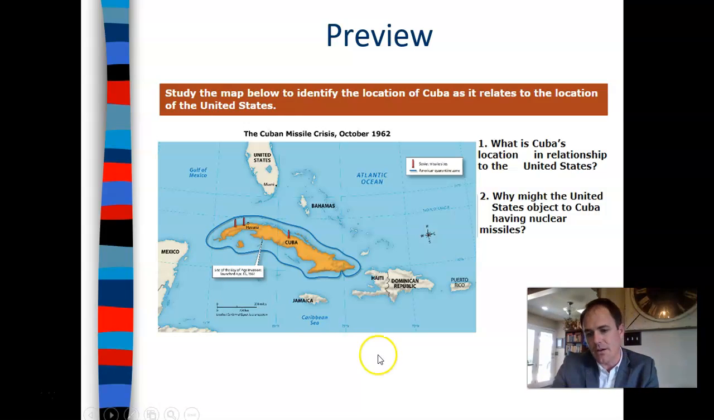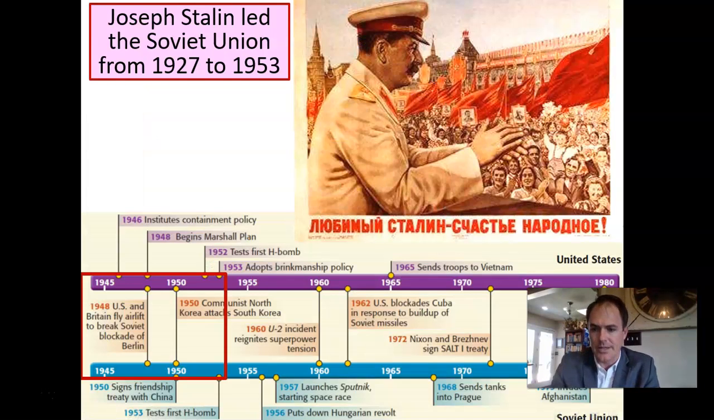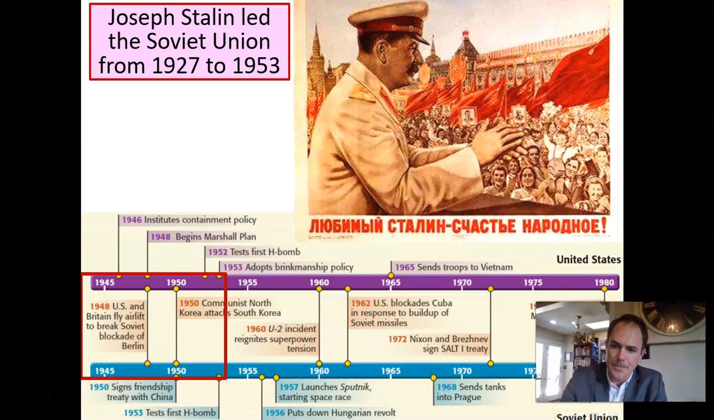But first, a bit of review. We've been talking now 3 days about the Cold War. Remember, it's this ideological struggle between the United States and the USSR for world domination. The USSR, led by Joseph Stalin, you see there, from 1927 to 1953.